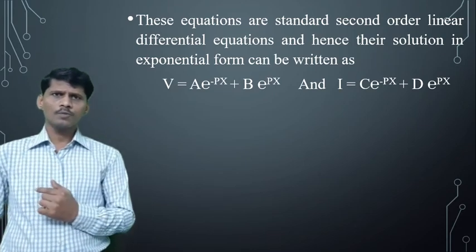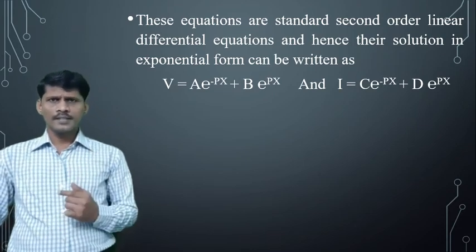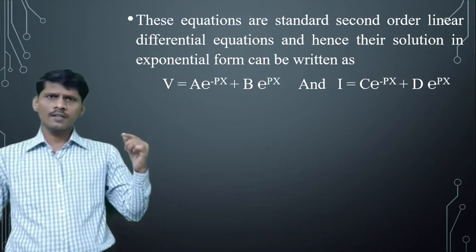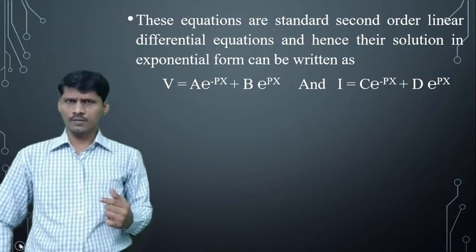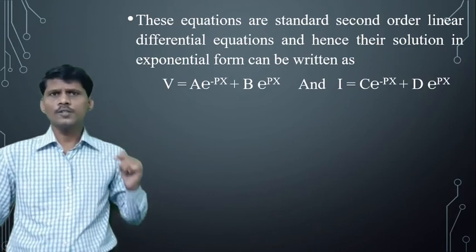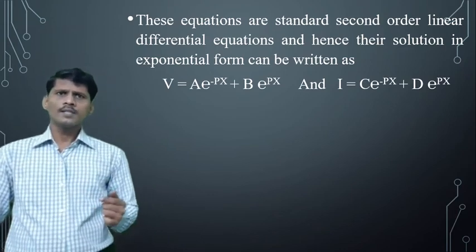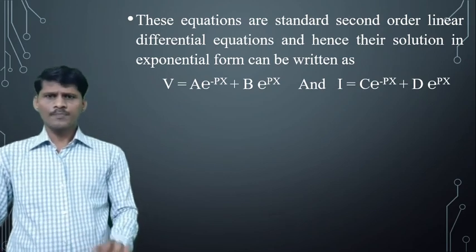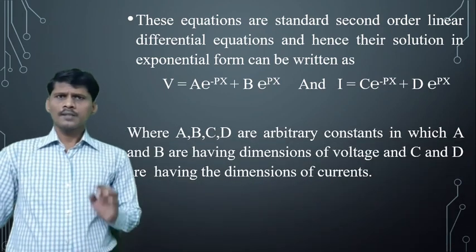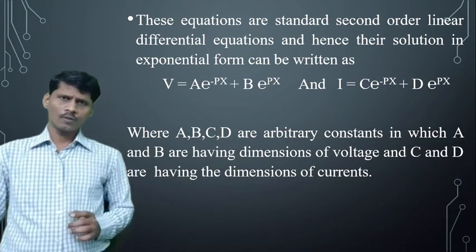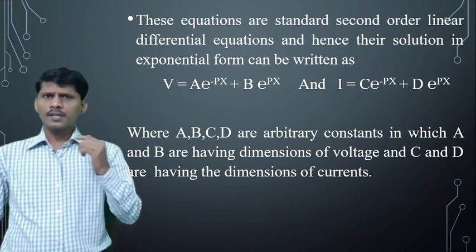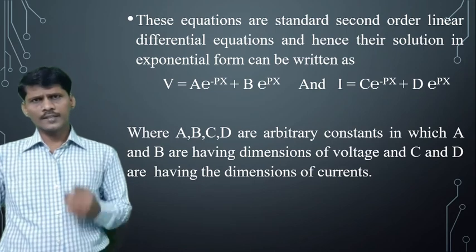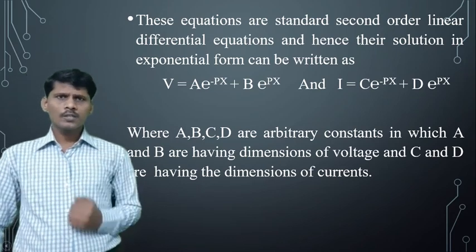And equation number 4, d square I by dx square is equal to P square I, is also a standard second order linear differential equation, the current equation. The general solution of that equation is given by I is equal to C into e power minus Px plus D into e power Px, where capital A, capital B, capital C and capital D are arbitrary constants, in which capital A and capital B have the dimensions of voltage, and capital C and capital D have the dimensions of current.